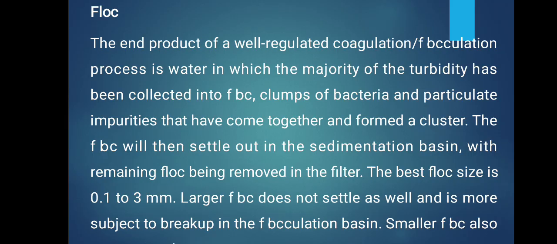How does this floc get formed? The impurities present in the wastewater get attached to the coagulant chemicals and form clumps or a precipitate. Then it may get settled at the bottom of the sedimentation basin, and then it is removed with the help of a filter. The end product obtained from the flocculation process is known as floc.